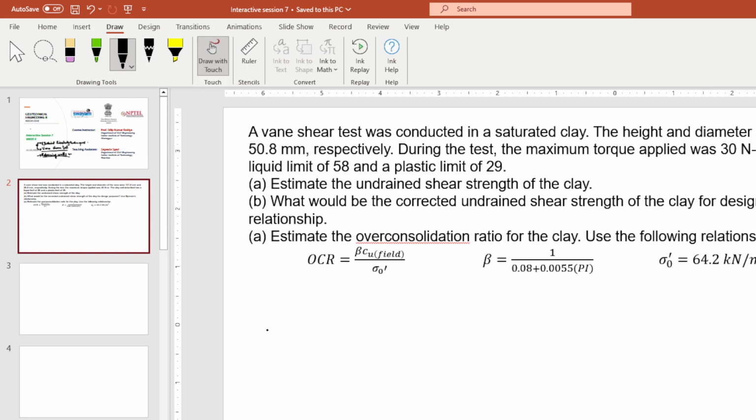A vane shear test was conducted on a saturated clay. You must remember that there is a condition for this test, that it has to be conducted on saturated soils.